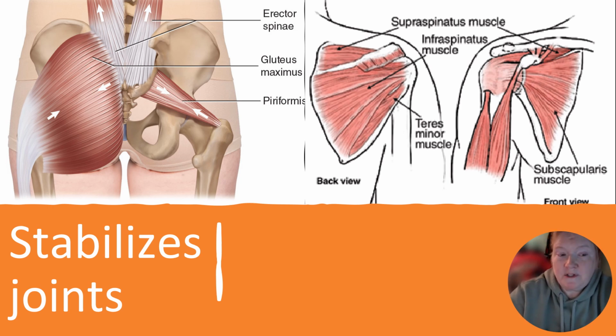Skeletal muscles serve to stabilize joints. Okay, so joints, remember, the anatomical term is articulation. It's where bones meet. And not only do we have ligaments holding bones together, we have muscles that are connecting bones together, going from one bone to another, even on the same bone sometimes, okay? But they serve to stabilize a joint.